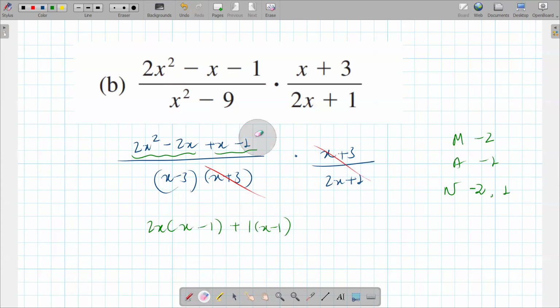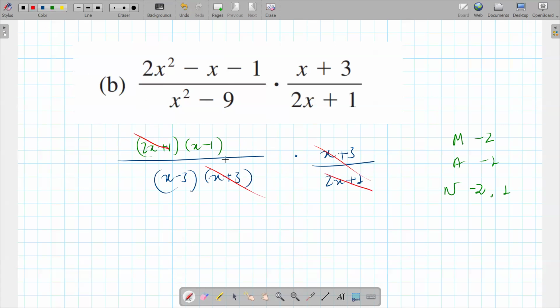So the entire thing basically becomes (2x + 1)(x - 1). Which means this cancels out with this. So the final answer is (x - 1)/(x - 3). And you're done. What can x not be in this question?